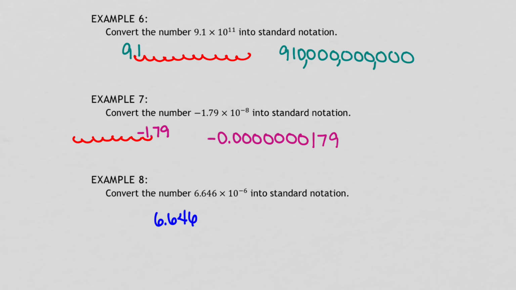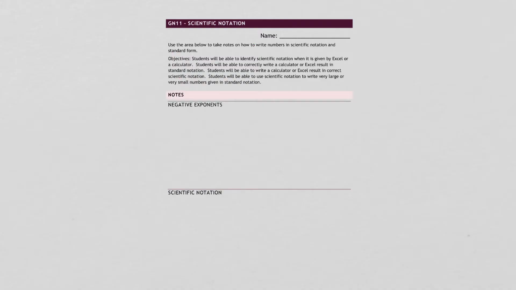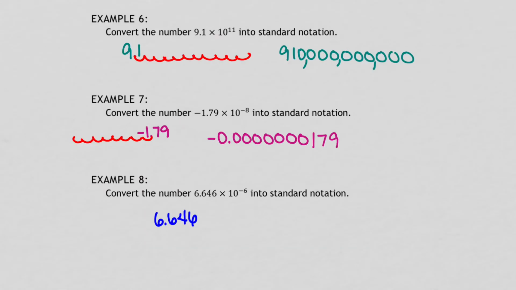And then the last one, 6.646. Take our decimal. It's a negative exponent, so 6 places to the left. 1, 2, 3, 4, 5, 6. Or again, 0 point, and then start counting. 1, 2, 3, 4, 5, and then the 6 goes in the 6th spot. And then continue with the rest of the numbers. 6, 4, 6. So that's how you can do scientific notation.